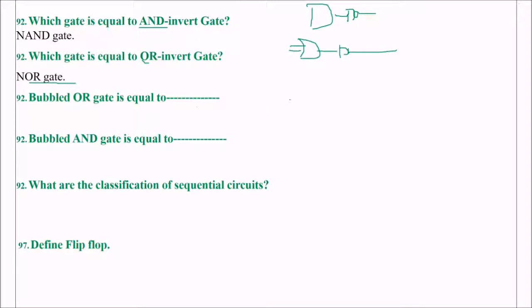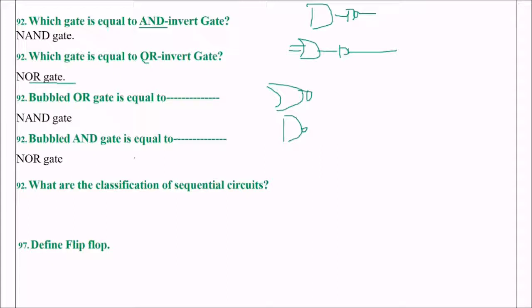Bubbled OR gate is equal to an OR gate with a bubble. That means you are talking about a NAND gate. Bubbled AND gate, you have a bubbled AND gate. So what does it mean? You are talking about a NOR gate.